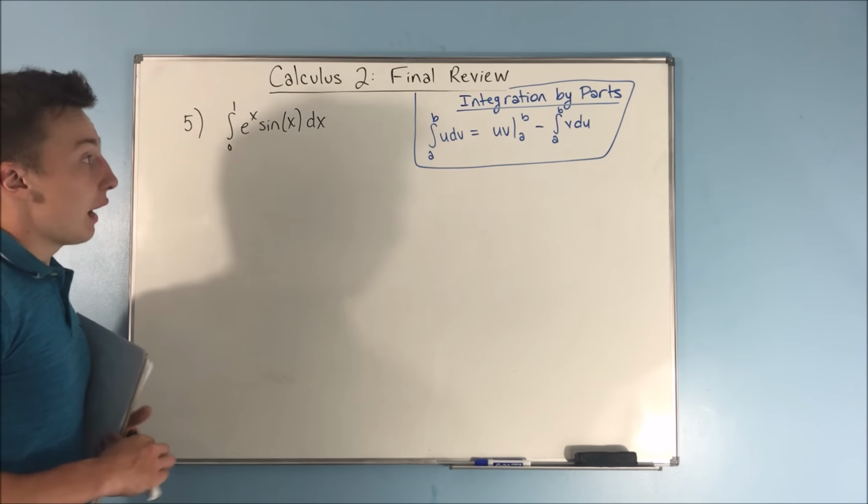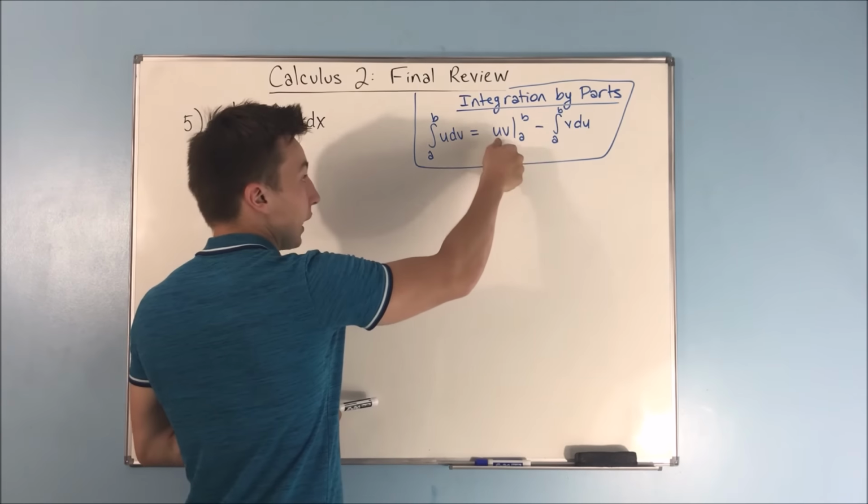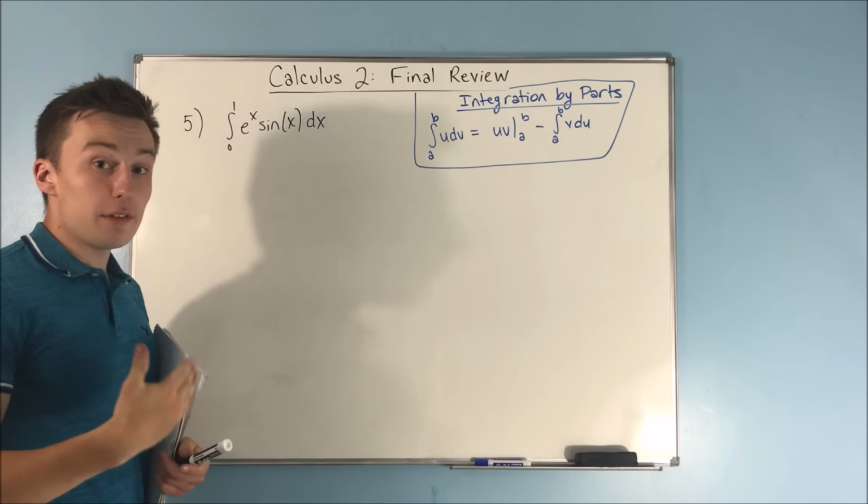Now we have the formula right up here. We have to choose a u and we have to choose a dv.